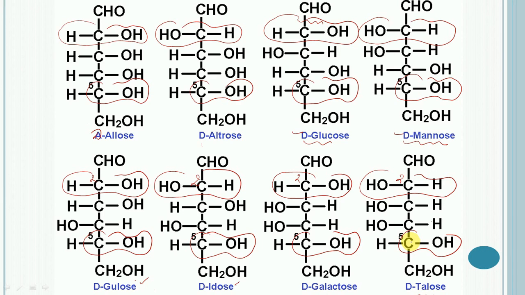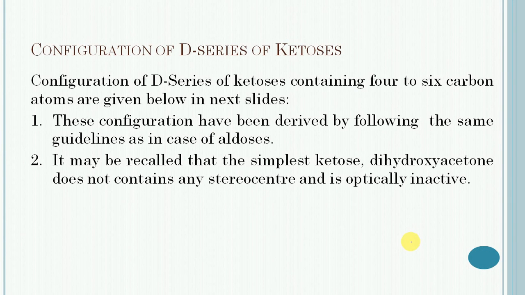Similarly, in this way we can also configure L-aldoses starting with L-glyceraldehyde, and similar compounds can be obtained in that case. Then next is the configuration of the D series of ketoses. The configuration of the D series of ketoses can be derived similarly by following the same guideline as we discussed in the case of aldoses. So let us consider examples of conversion of the D series of ketoses.